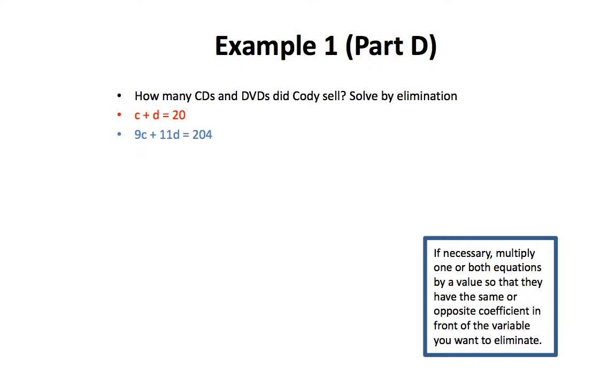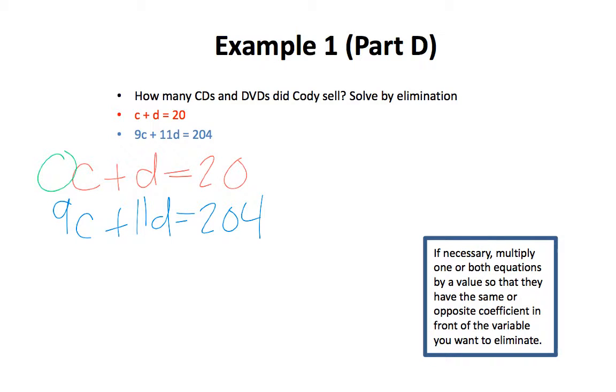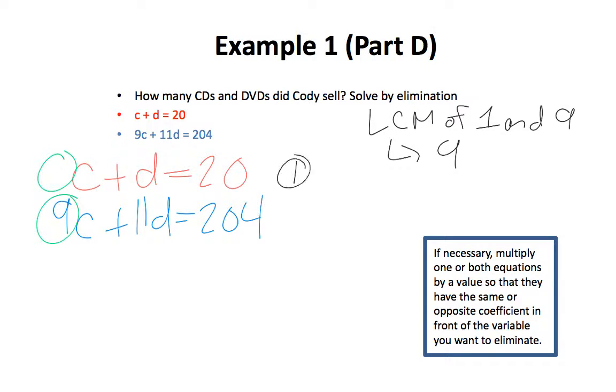Since we decided that we wanted to eliminate the variable of C, we need to make sure that they have the same coefficient or opposite coefficient. The coefficient of this term is 1, and the coefficient of this term is 9. Clearly, they are not the same or opposite. Over on the side, you need to decide what is the lowest common multiple of 1 and 9. And that's pretty simple. The lowest common multiple is 9. Which means I'm going to multiply this equation by 9, and this equation is going to stay exactly the same.